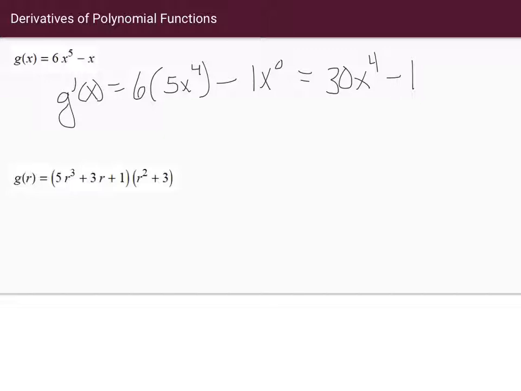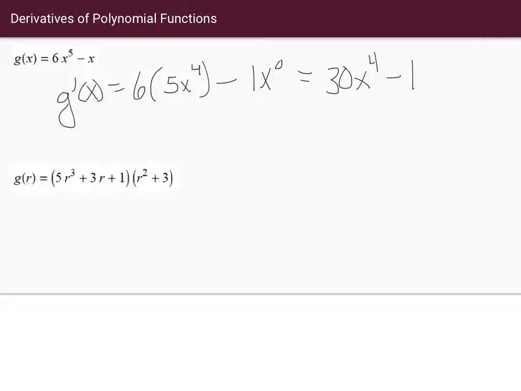Now let's take a look at this next example. It says g of r equals the product of 5r cubed plus 3r plus 1 times r squared plus 3. In this particular case, we have a product, and we do not have a rule yet that covers how to deal with derivatives of products. But that's okay because we know how to multiply polynomials. So take a few minutes, multiply out this polynomial, and once you have it expanded out, see if you can take the derivative. So pause the video, work out the problem, and then restart to check your answer.